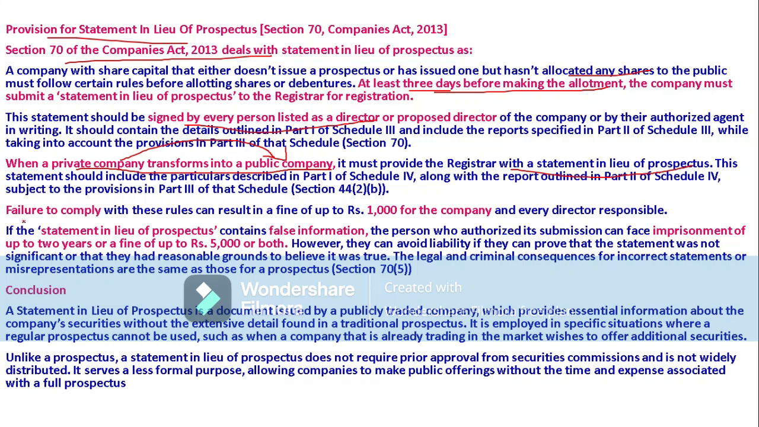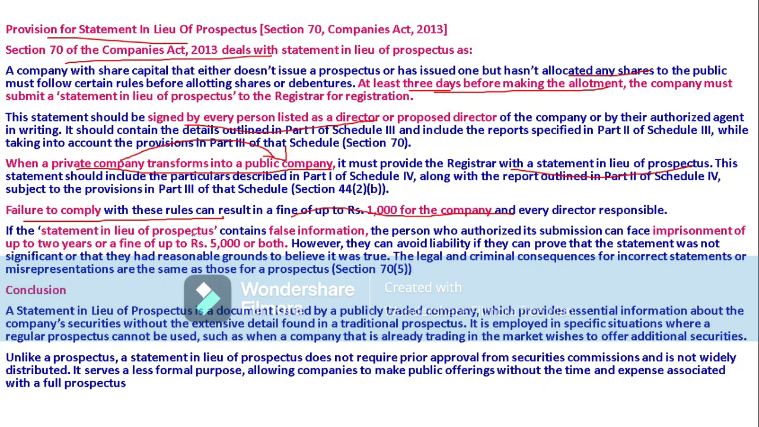Whenever there is a failure to comply with these rules, if the company fails to comply with the rules of the Companies Act, a fine of 1000 will be imposed on the company, and every director is responsible, because directors are the people elected by the shareholders to look after the day-to-day activities of the company. They are the responsible persons. So if they do not comply with the SEBI rules and the registration requirements of the Companies Act, a fine of 1000 will be levied on the company.